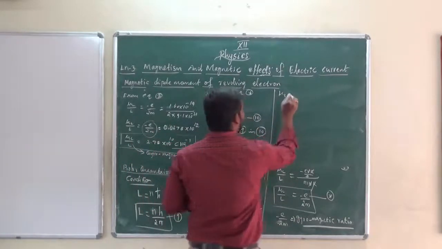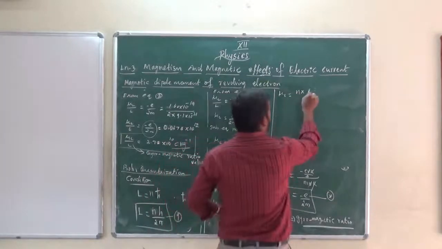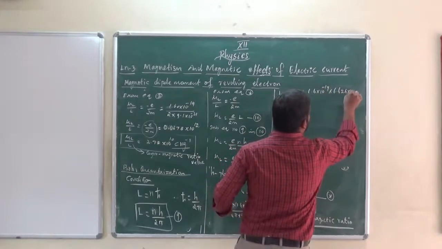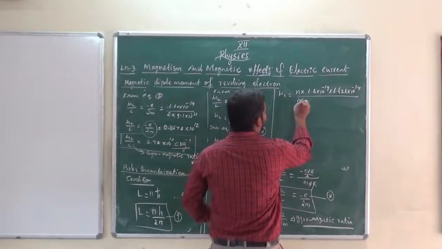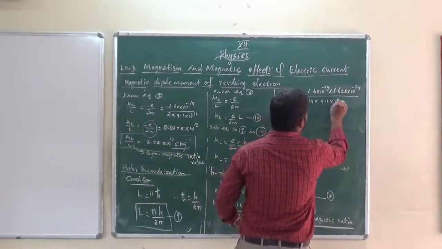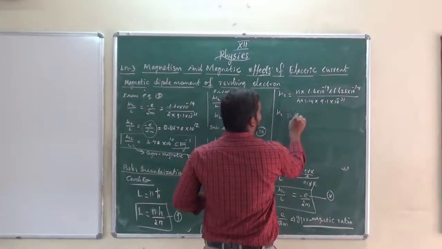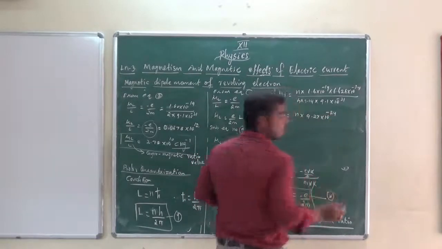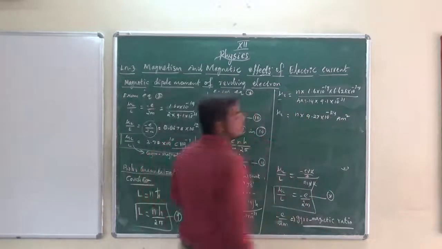So mu L equal to, see here, n there is no change. n into 1.6 into 10 to the power of minus 19 into 6.626, the h value, 10 to the power of minus 34 divided by 4 into 3.14 into mass of the electron 9.1 into 10 to the power of minus 31. When you solve that, you get mu L equal to n into 9.27 into 10 to the power of minus 24 ampere meter square, the unit of orbital magnetic moment.